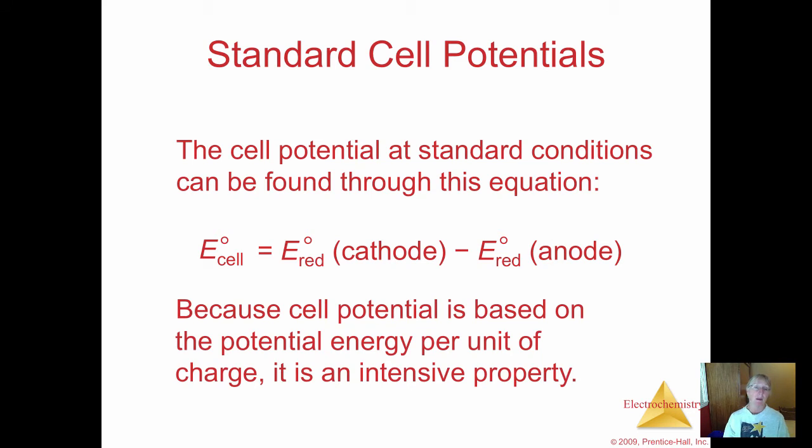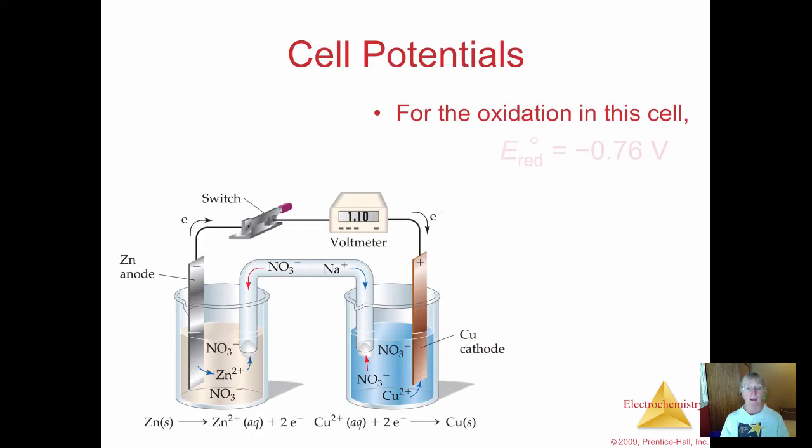Another interesting thing about cell potential or voltage is that it's an intensive property. So if you ever have to use a multiplication to get coefficients or numbers of electrons to even up, you won't be multiplying the cell potential. And so that's an interesting property of voltage. It's based upon the energy per unit of charge. More on that later too.